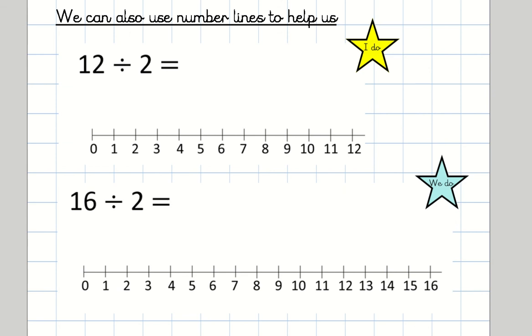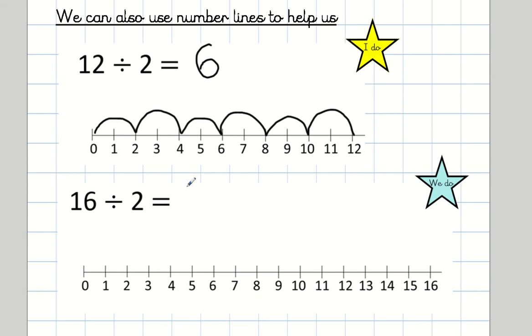Now we can also use a number line to help us with our 2 times tables. And we can see how many jumps we need to do. So here we've got the calculation 12 divided by 2. So I'm going to start at 12 and I'm going to do jumps of 2 and we'll see how many jumps we've done in total. 1, 2, 3, 4, 5, 6, which means 12 divided by 2 is 6.